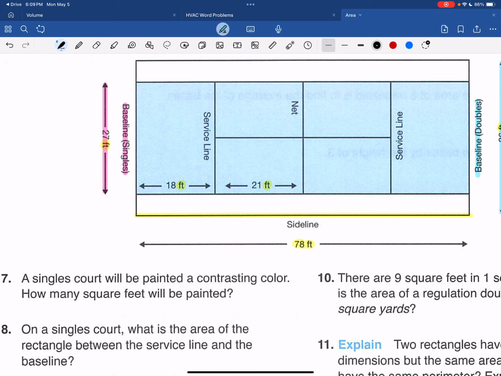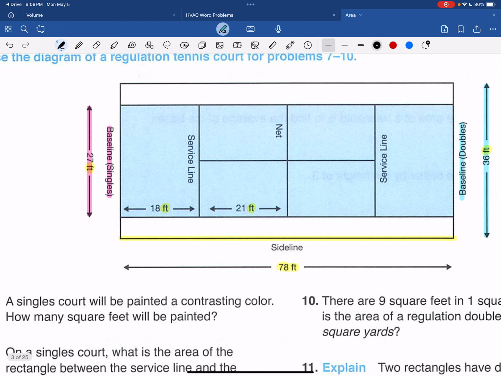So the first thing I'm going to do is draw. I can erase, so I'm going to draw up here. We have one rectangle that is 18 by 27. So I'm going to use the longer one here. And let's do a little bit of math. 27 by 18. And what am I doing?